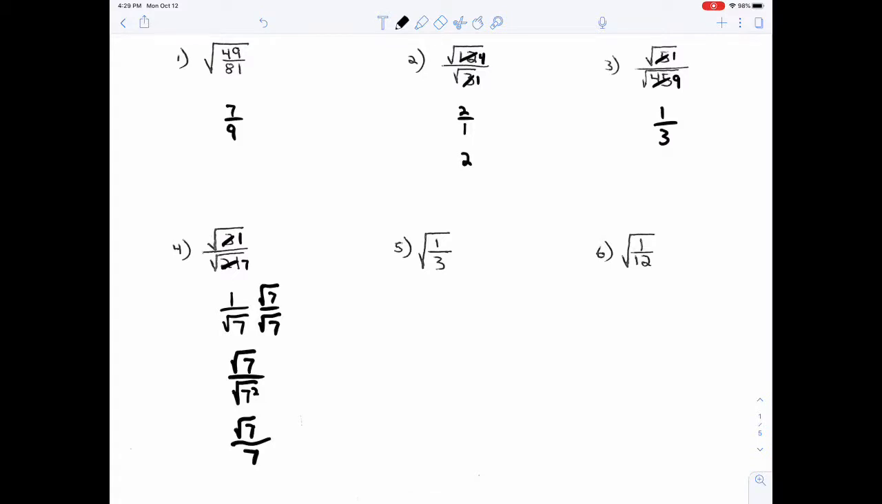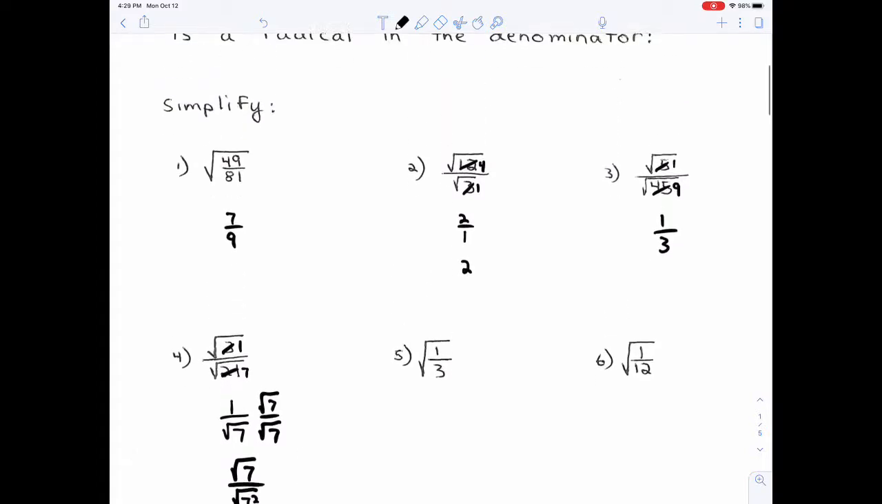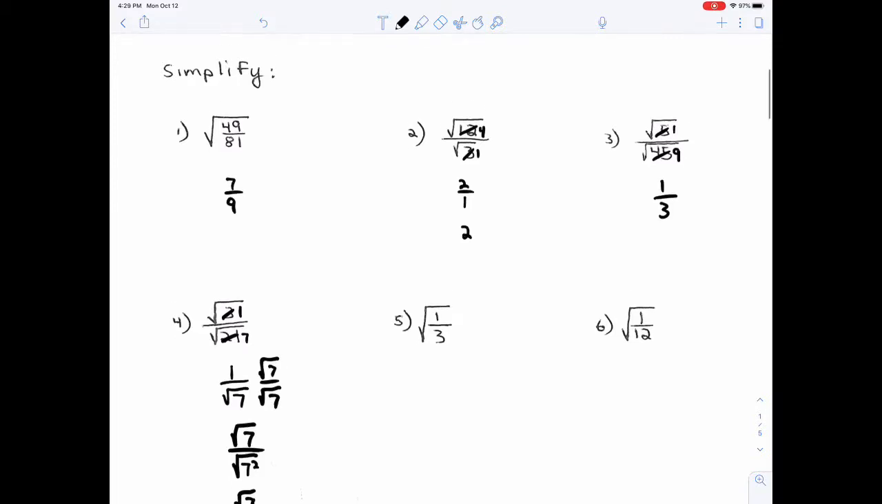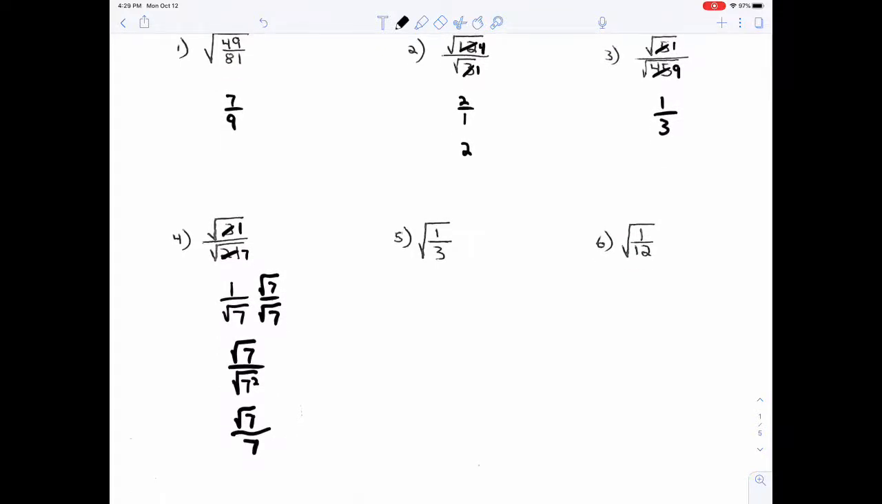Okay, number 5, you can't cancel anything. By the way, why didn't I do that in like numbers 1 through 3? I didn't need to. Remember, try and simplify first. Simplify and then rationalize if you need to. I simplified number 1, I was done. Simplified number 2, I was done. Simplified number 3, I was done. I simplified number 4, but I wasn't done because there was a radical in the denominator, so I had to deal with it. Okay, let's take a look at number 5.